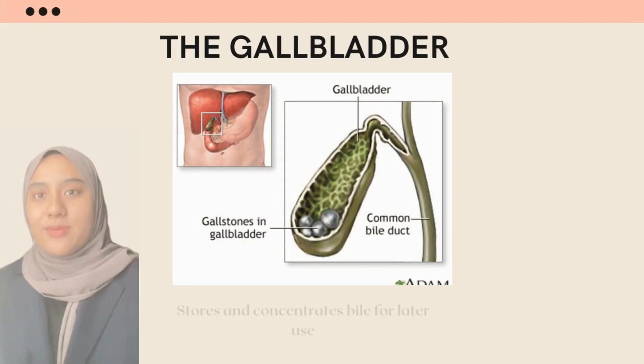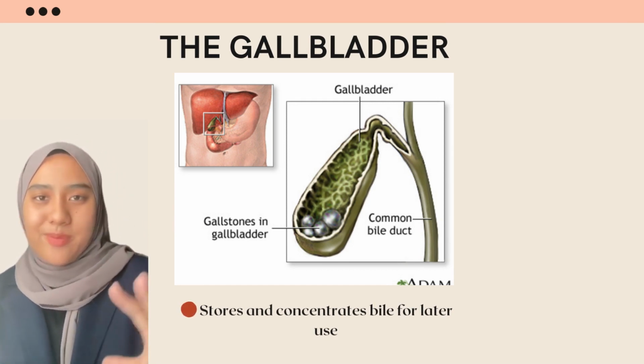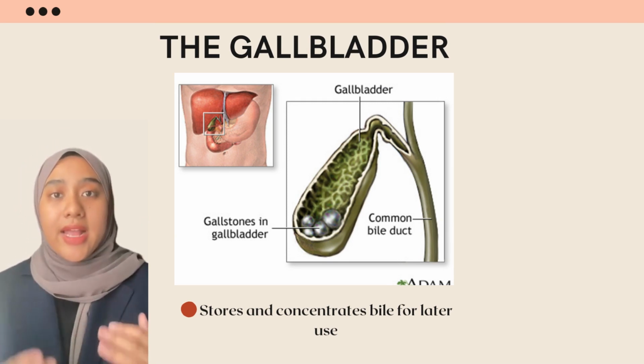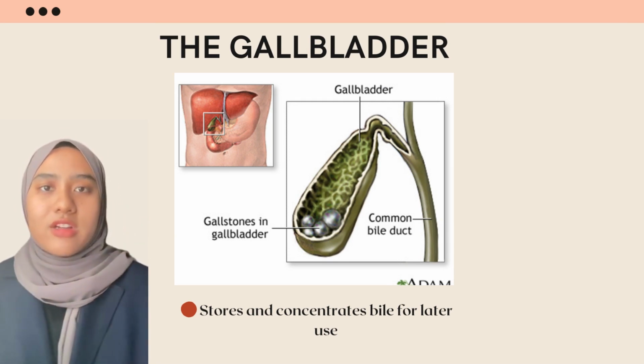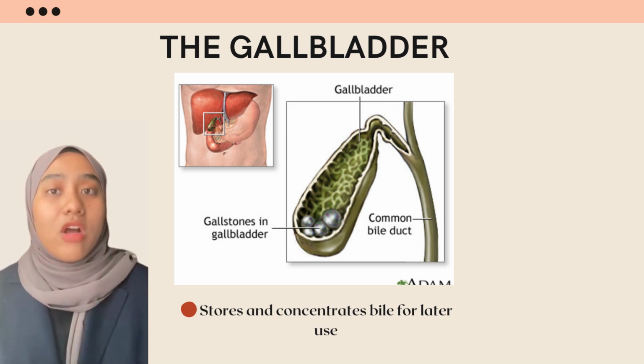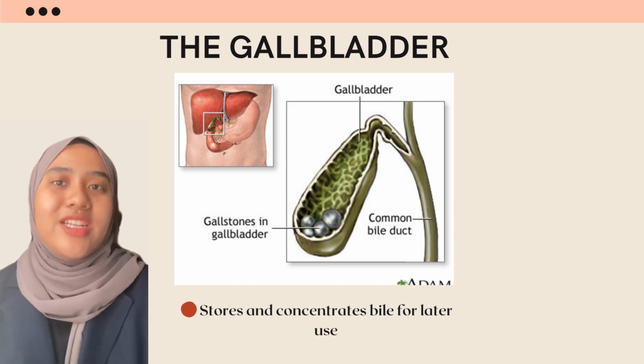Now I'm going to explain about the gallbladder. The gallbladder is a pear-shaped organ about the size of an egg located under the liver. It stores and concentrates bile for later use. When bile is needed, the gallbladder contracts, forcing the bile out through the biliary tree.